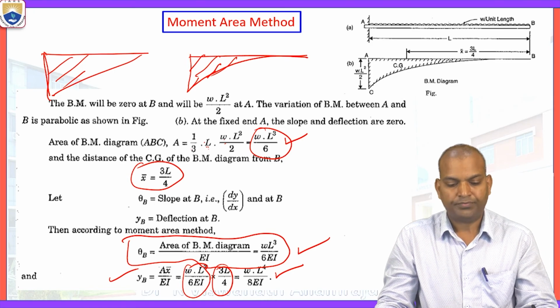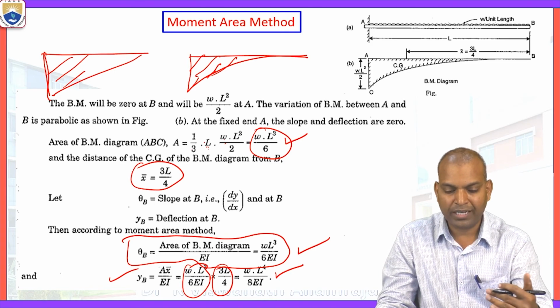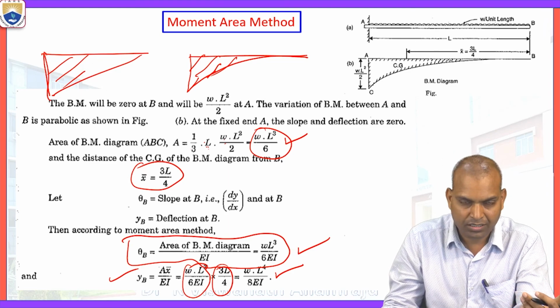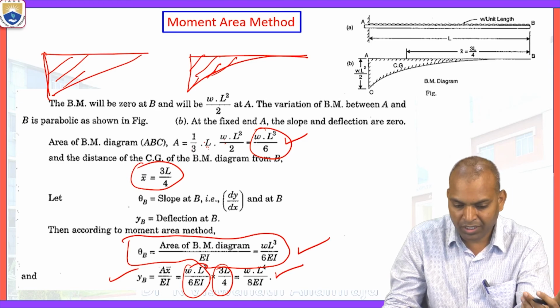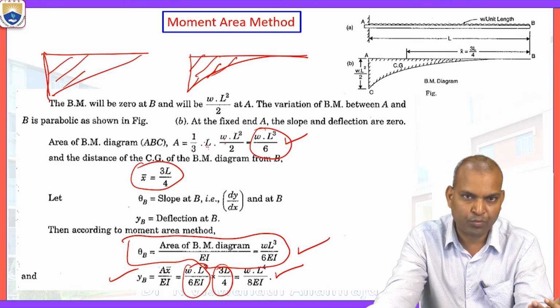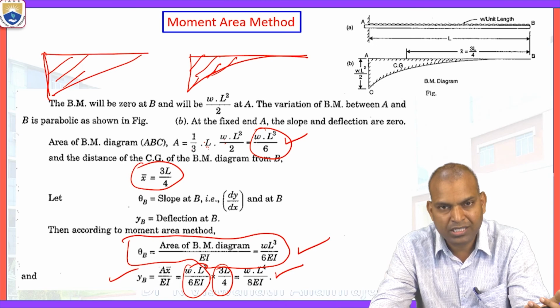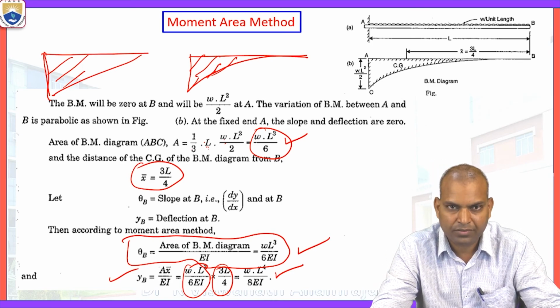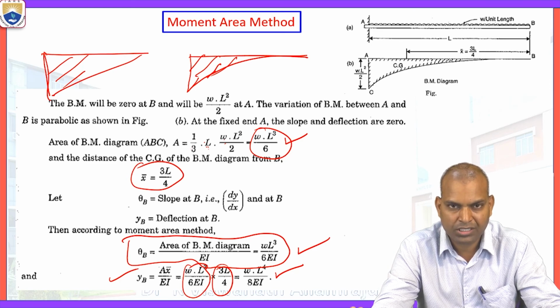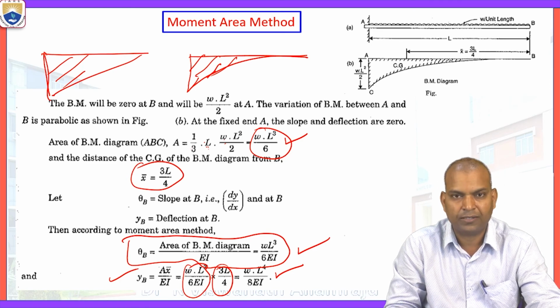So, why should we use the moment area method? We already discussed. And what is the difference between the conjugate beam method and the moment area method? The conjugate beam method is the modified form of the moment area method. All right. So these are the various methods we discussed in previous sessions, and in the present session.